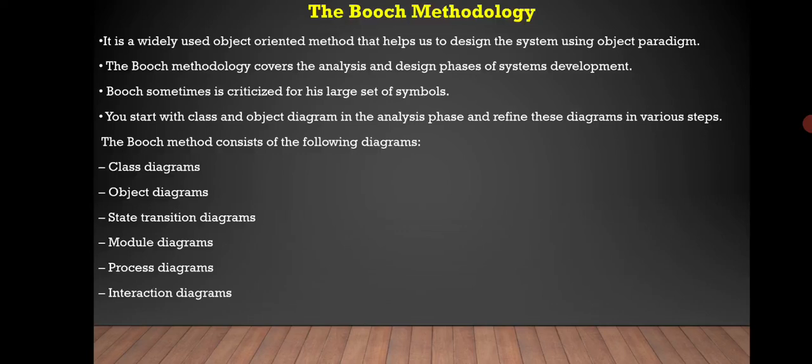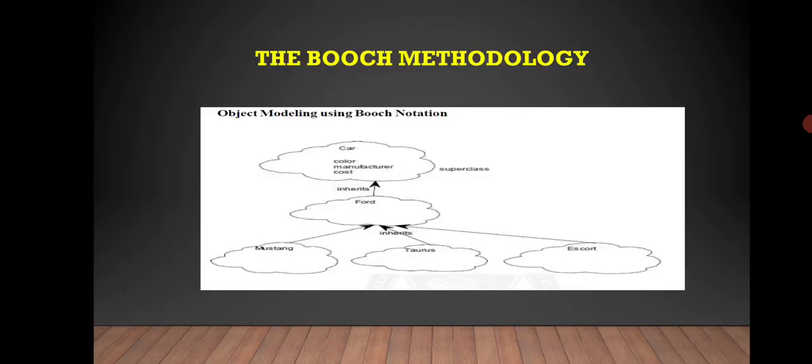The Booch methodology. It is a widely used object-oriented methodology that helps in the design of systems using the object paradigm. This methodology covers the analysis and design phases of system development. Booch is sometimes criticized for its large set of symbols, and this method has the following diagrams: class diagrams, object diagrams, state transition diagrams, module diagrams, process diagrams, and interaction diagrams. So this is a Booch notation example.